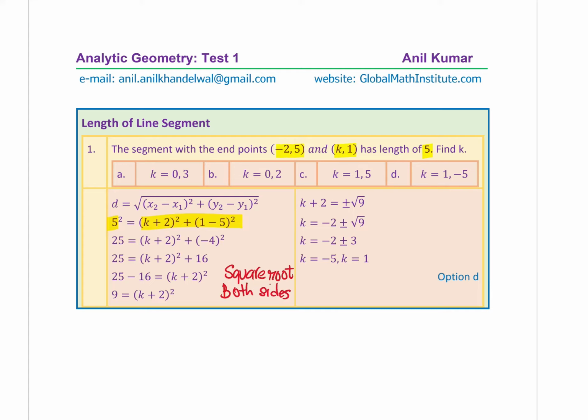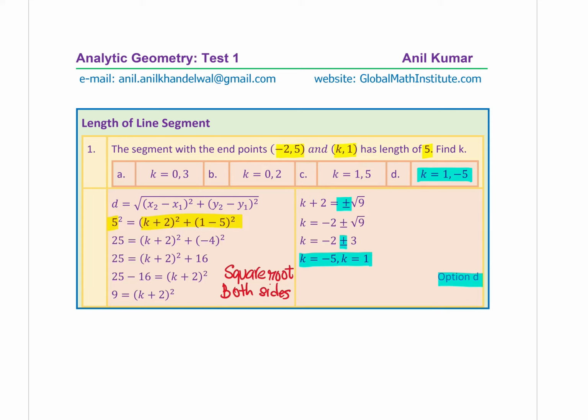Now do not expand. If you expand, then it becomes slightly more tricky to solve. So when you square root, also remember that you need to do positive and negative. So there are two values expected, right? And when you do square root of 9, you get plus minus 3. And so the answer will be k equals minus 2 plus minus 3. And we get two solutions which are minus 5 and 1. Option D is the right option. And so that is our answer.